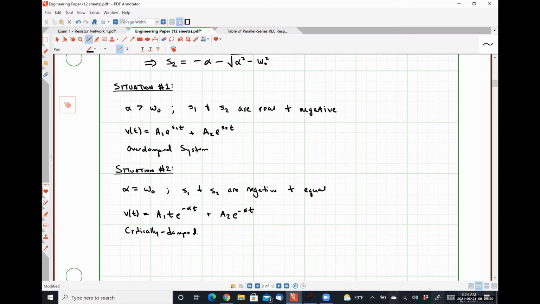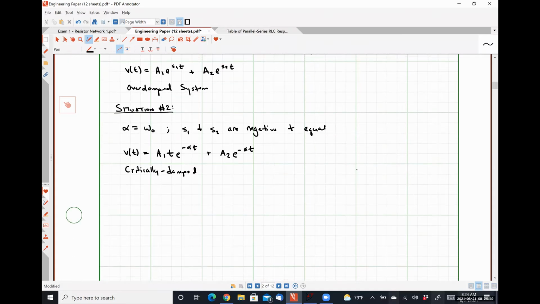And so in a critically damped system, the response decays to its final value in the shortest amount of time possible without having any overshoot. And I know that you don't know what overshoot means, but I'll tell you about it when we talk about situation number 3, and then we'll compare all three of these.